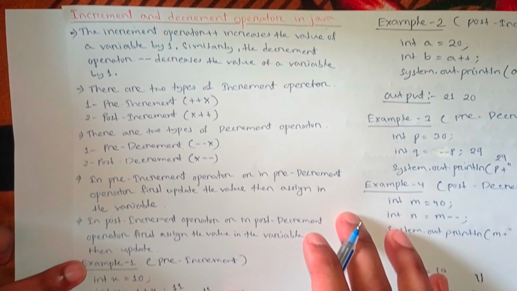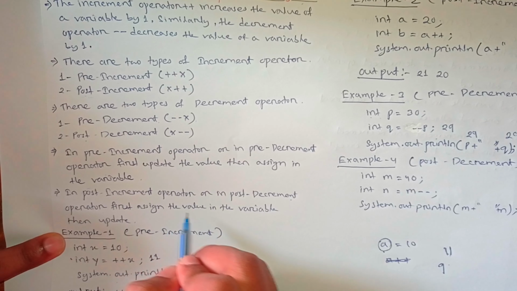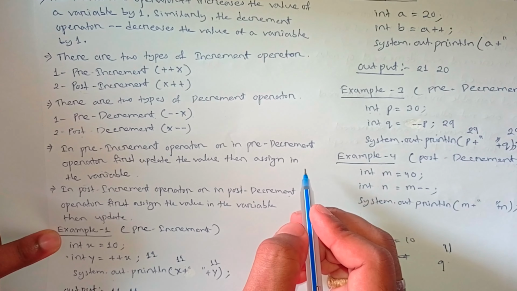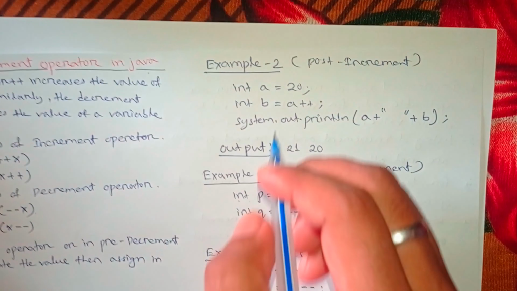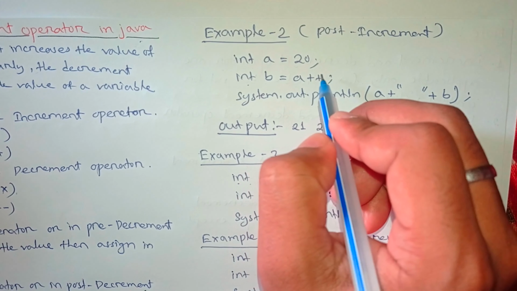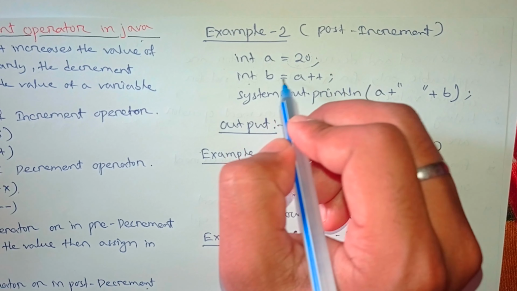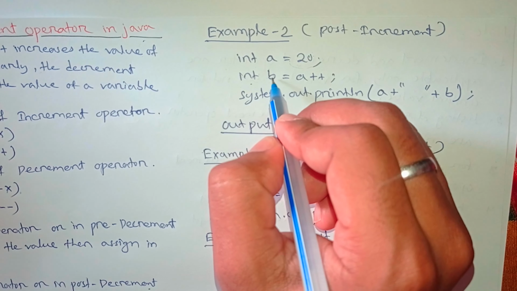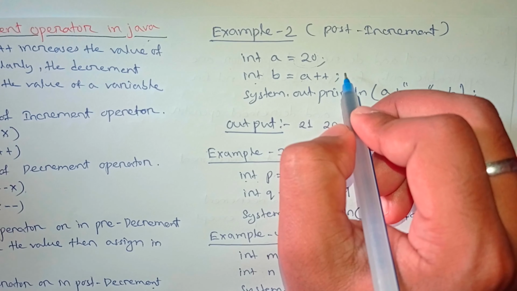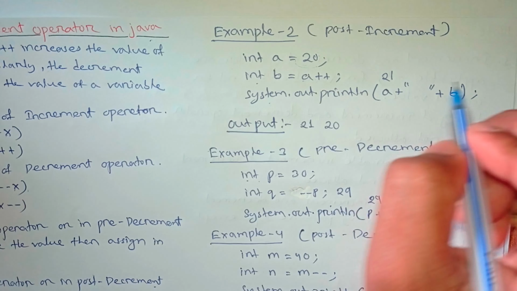Next, in the post-increment or post-decrement operator, we first assign the value to the variable, then update. It is the opposite of pre-increment and pre-decrement. See an example here. Post-increment: int a equal to 20, int b equal to a plus plus. First we assign the value to the variable, so 20 comes to b, the value of b is 20. Then we update it, a plus plus, 20 plus 1, this is 21. So if I print a and b, then a will be 21 and b will be 20.